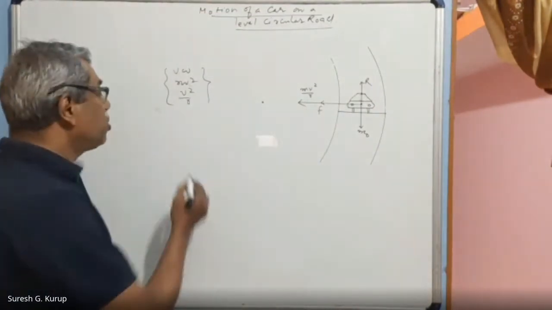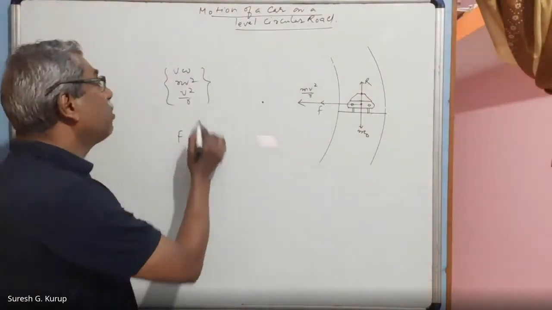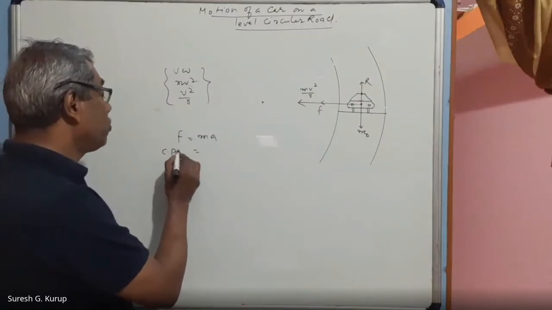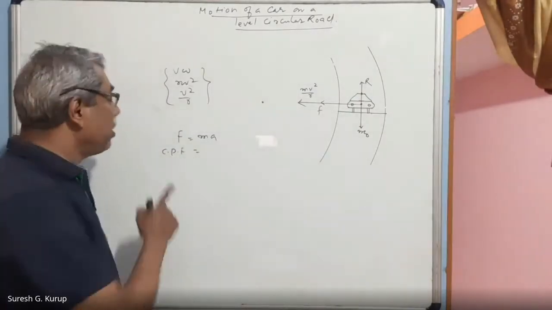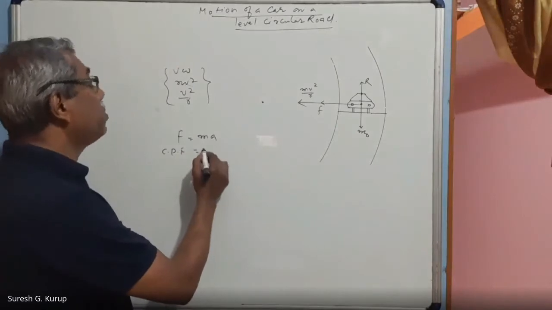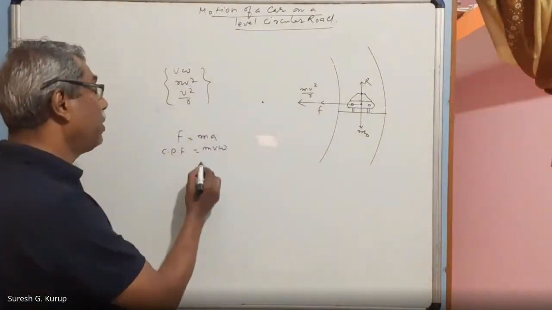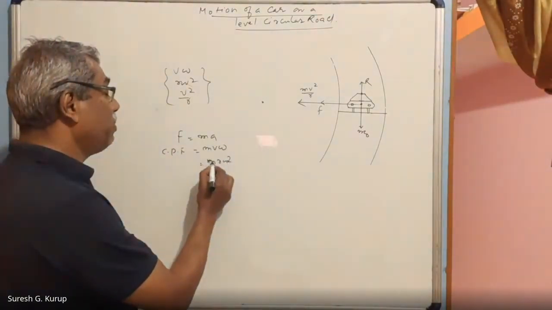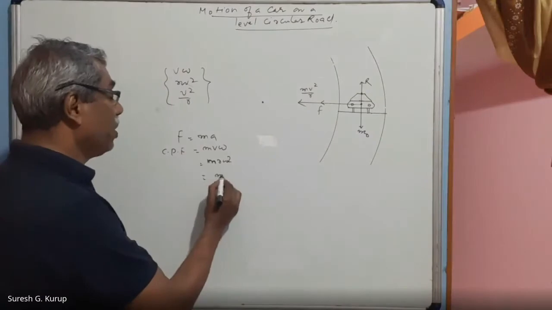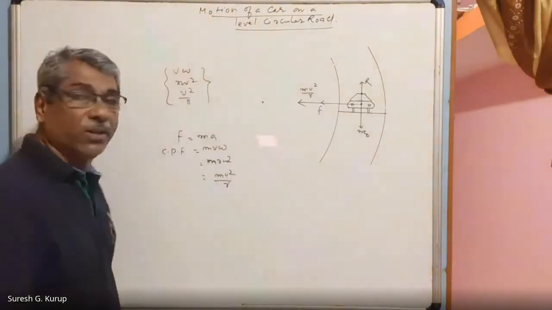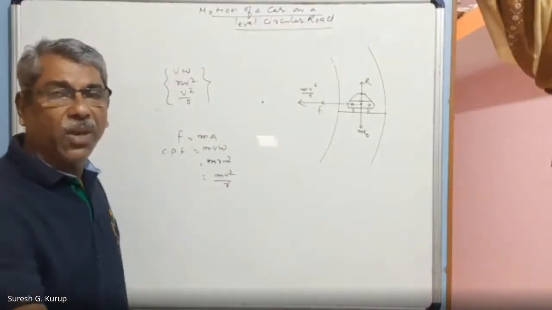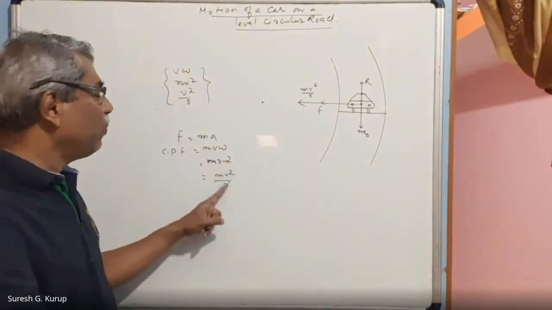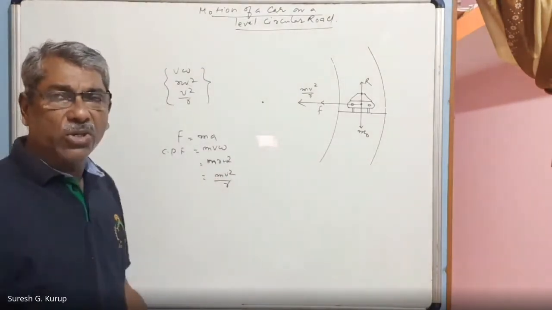Force is equal to mass into acceleration. Therefore, centripetal force, CPF I am writing here, is equal to mass into acceleration: m v omega we can write, that is equal to m r omega square, that is equal to m into v square by r. All these formulae are lavishly used in doing problems. Right? m v omega, m r omega square, m v square by r. This is what is centripetal force.